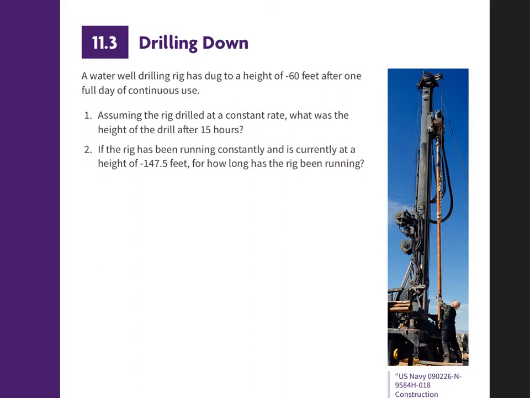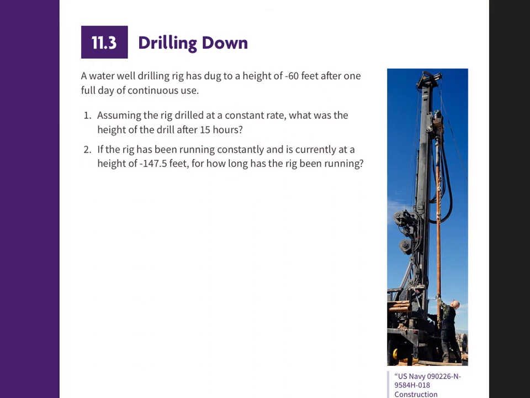So, we're just going to divide the two. Negative 60 after a full day, 24 hours. So let's start over here. We go negative 60 divided by 24. That tells me how much it's drilling per hour. So using a calculator, I go negative 60 divided by 24. That means it's drilling negative 2.5 feet. It's going down 2.5 feet per hour.